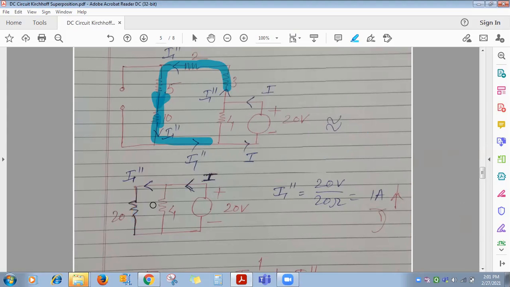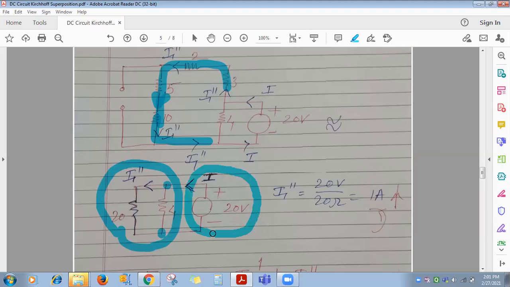Now can you tell me this 20 ohm and 4 ohm, how are they connected? They are connected in parallel. If they are connected in parallel, the voltage across both of them will be the same or not? Same. And how much is it? 20 volt. Its value is given, and that is 20 volt.